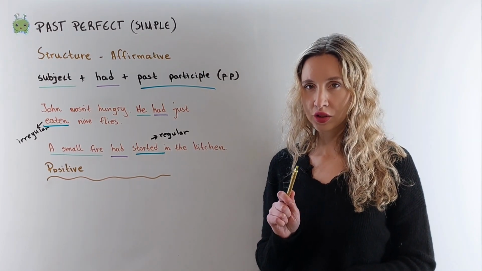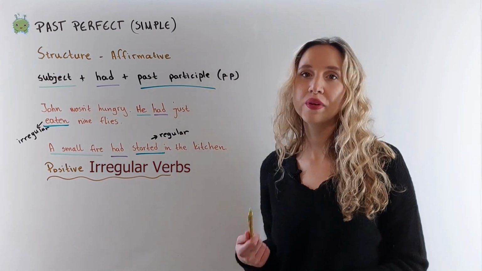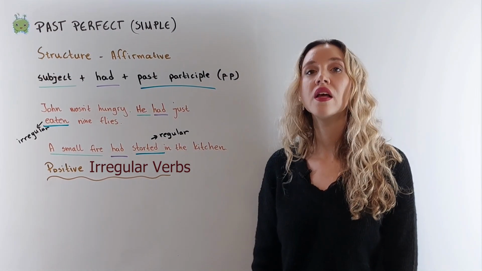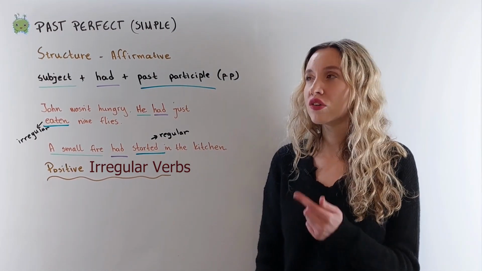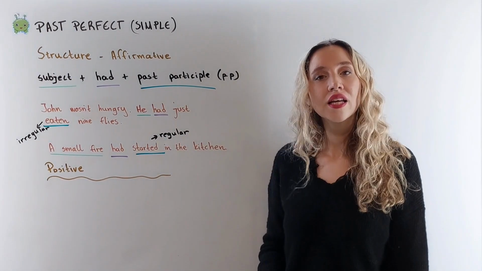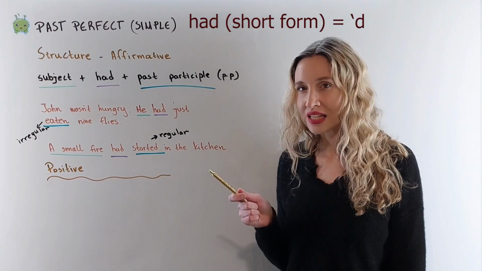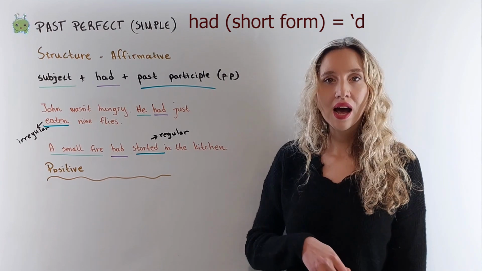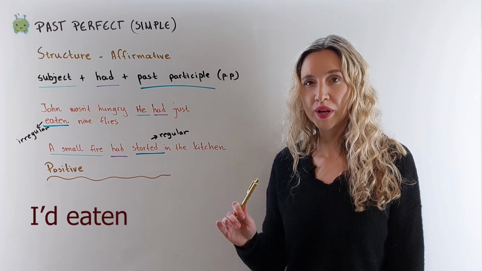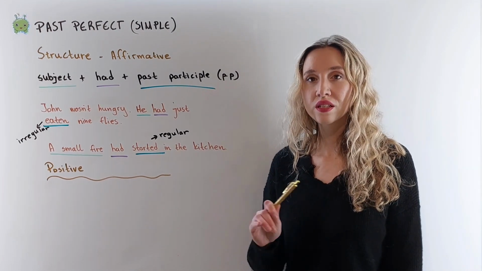Now, let's take an irregular verb. Let's take the verb eat. The short form of the auxiliary had is an apostrophe with a D. Let's practice this. I'd eaten. Past participle. You'd eaten.